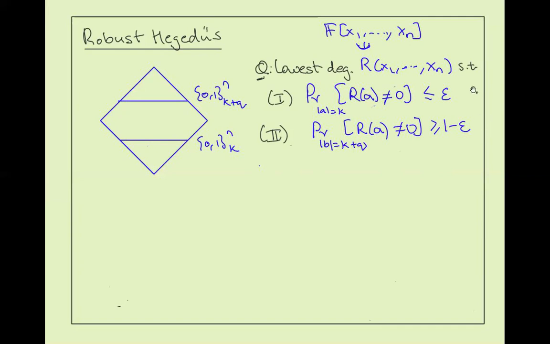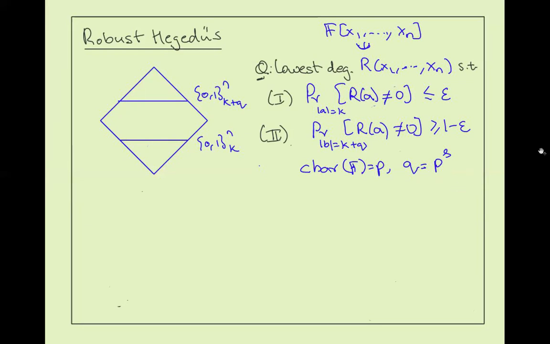Okay, and this is governed by a parameter epsilon. And the question is again, what's the lowest degree polynomial that does this? And once again, the interesting case for this lemma is when the characteristic of the underlying field is some positive number p and q is a power of p.